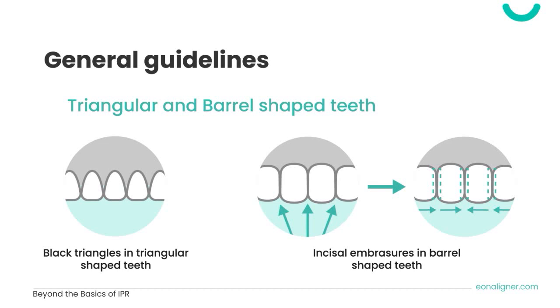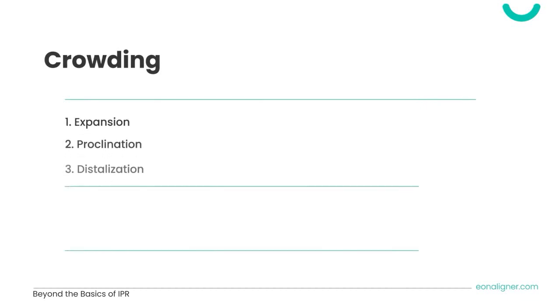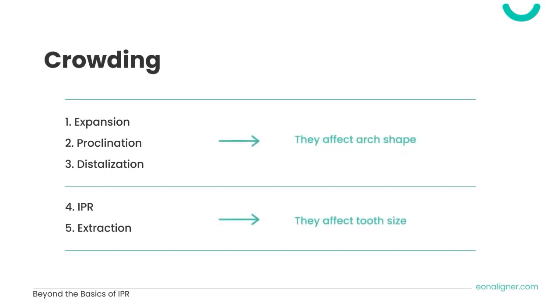Now we'll focus on the most common reason for performing IPR, which is resolving crowding. There are 5 ways to resolve crowding. The first one is the simplest and is used frequently in aligner treatment cases, which is expansion. The second option is proclination, which also increases the arch size and has specific indications. The third option is distalization. As we know, distalization changes the anterior-posterior relationship and the molar and canine relationship.